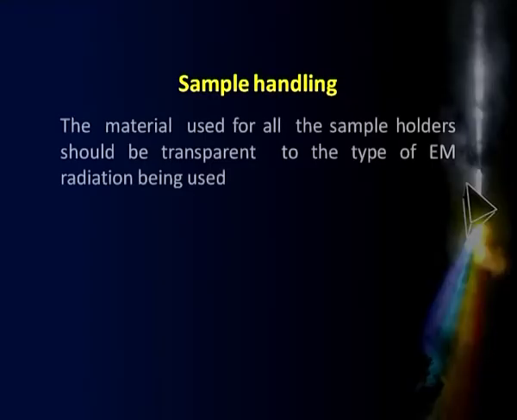So, how do we handle the sample, where do we load our sample, how do we make the radiation and the matter interact? We have to have some kind of a means of holding the sample. Here again the basic premise of any sampling device is that the material used for holding the sample must be transparent to the types of EM radiations being used.